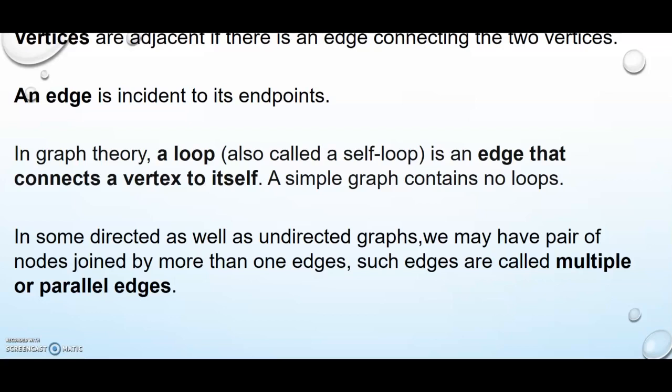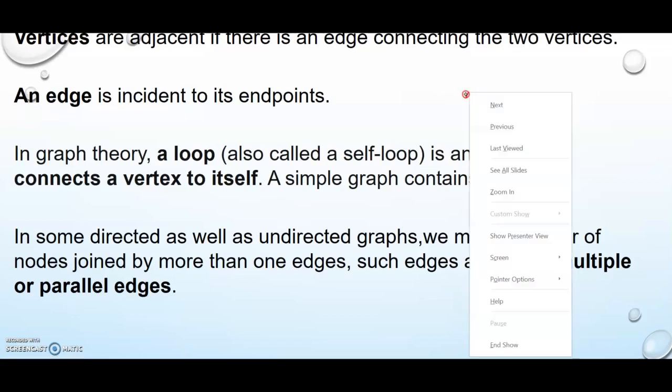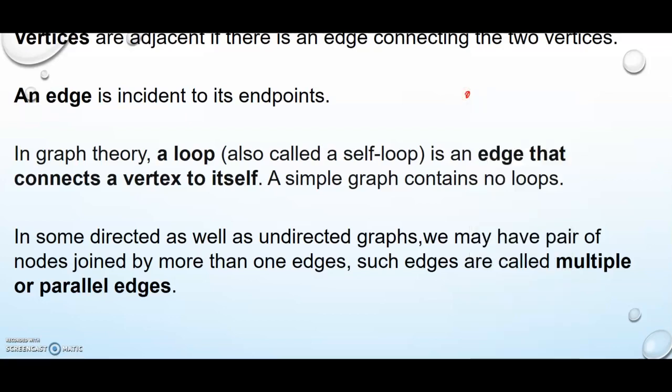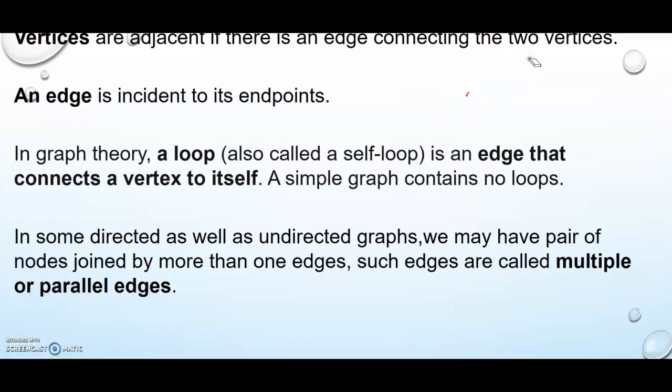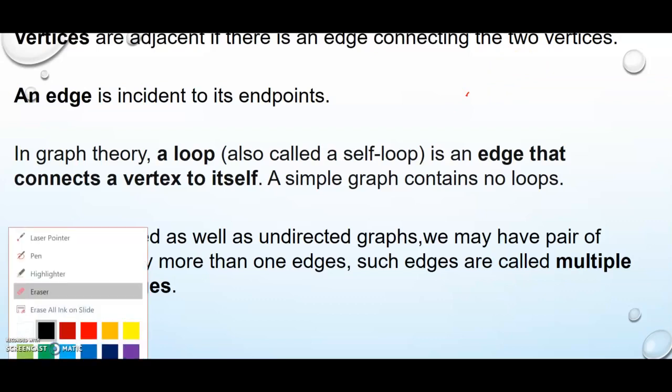In graph theory, a loop. What is a loop? If I take a point like this, I am going to draw a loop for this point. You are just drawing a line like this. This is called a loop. A simple graph contains no loops, but a loop is an edge that connects a vertex to itself. It is connecting the same vertex to itself. So I can draw like this.